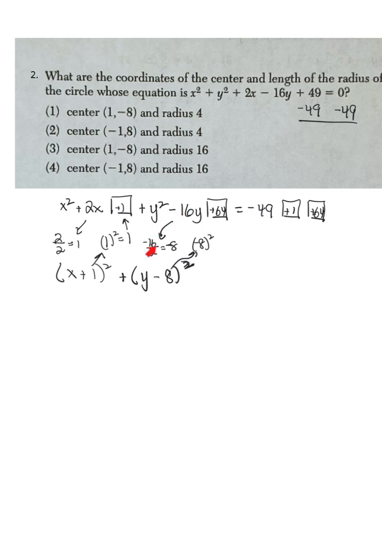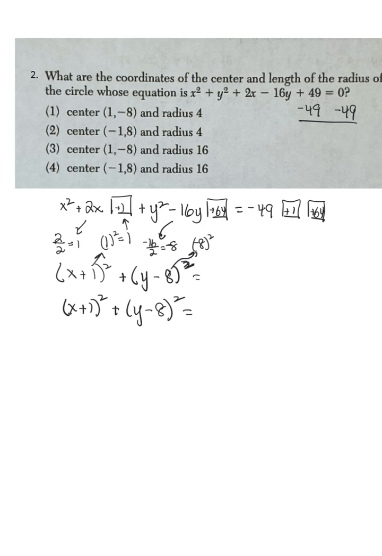So negative 16, take half of that, it's negative 8. That's why we have minus 8 here. Then we take that negative 8 in parentheses, square it, positive 64, both sides. Okay, and then remember, I'm just going to rewrite this, but then you're going to have (x + 1), that will always be squared, plus (y - 8), that will always be squared.